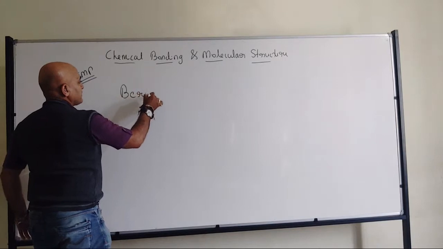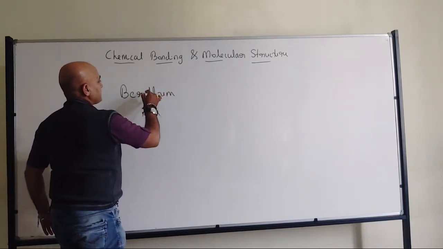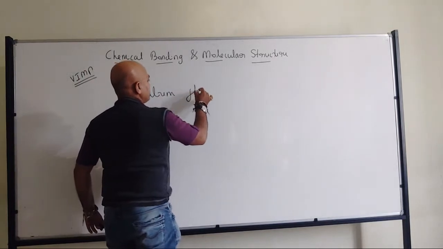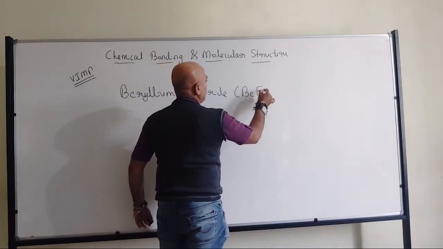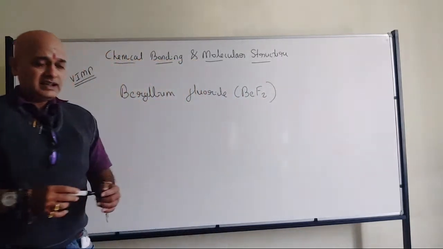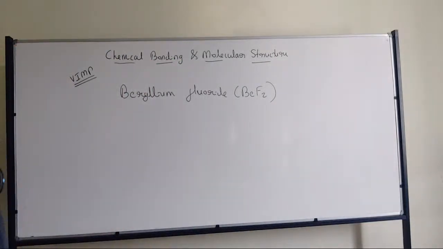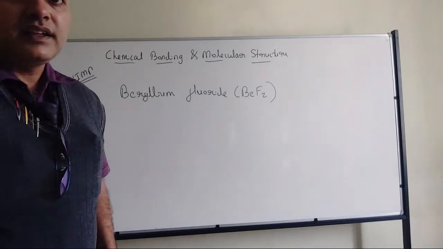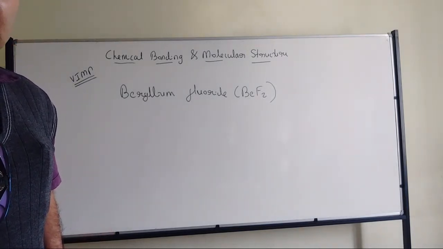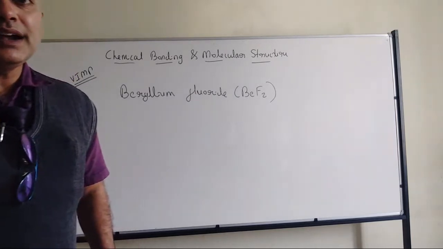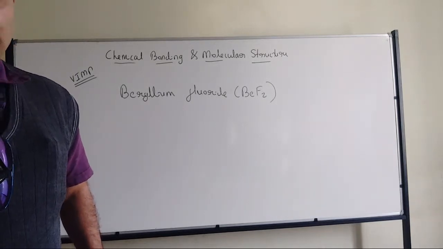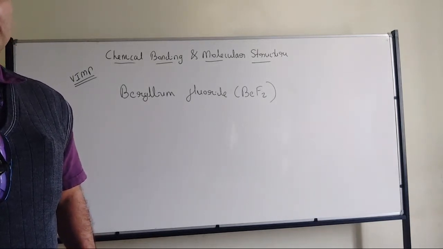Beryllium fluoride. What should be the symbol? BeF2. Beryllium. Alkaline earth metal. So therefore, symbol will be BeF2. Right? Can you tell me whether beryllium difluoride should have the net dipole moment or it should be 0? Yes or no? You can just send me yes, Y or N.